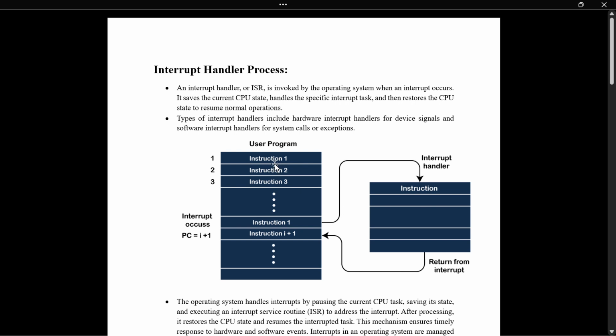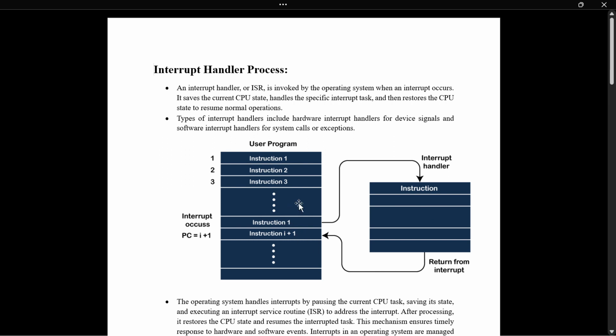As we can see, there are instruction 1, 2, 3. So this is a user program. If any interrupt occurs during the program, it is sent to the interrupt handler, and the interrupt handler sends the output to instruction I plus 1.